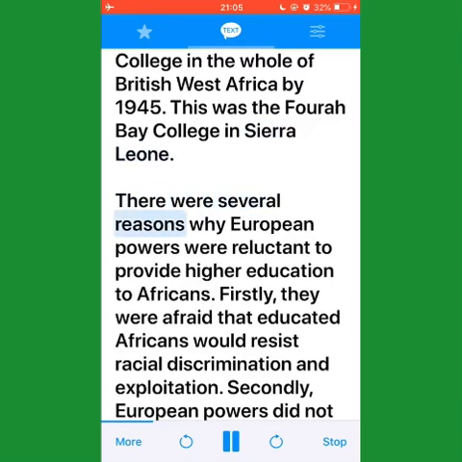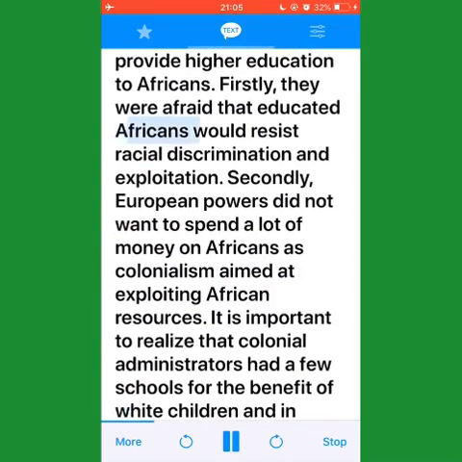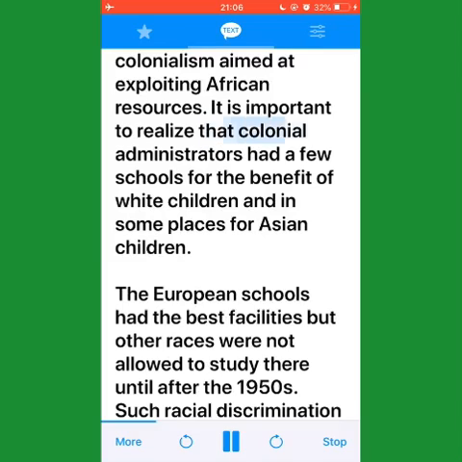There were several reasons why European powers were reluctant to provide higher education to Africans. Firstly, they were afraid that educated Africans would resist racial discrimination and exploitation. Secondly, European powers did not want to spend a lot of money on Africans, as colonialism aimed at exploiting African resources. It is important to realize that colonial administrators had a few schools for the benefit of white children and in some places for Asian children.